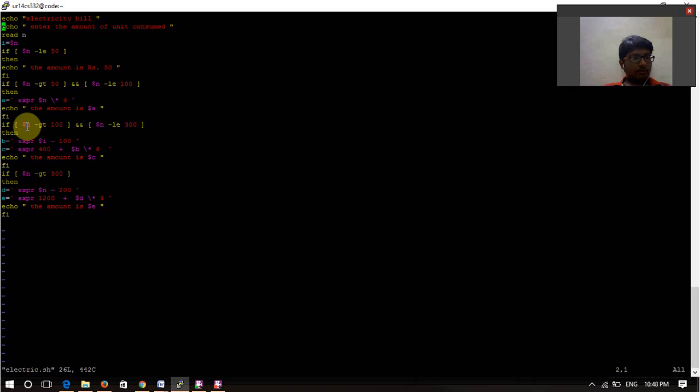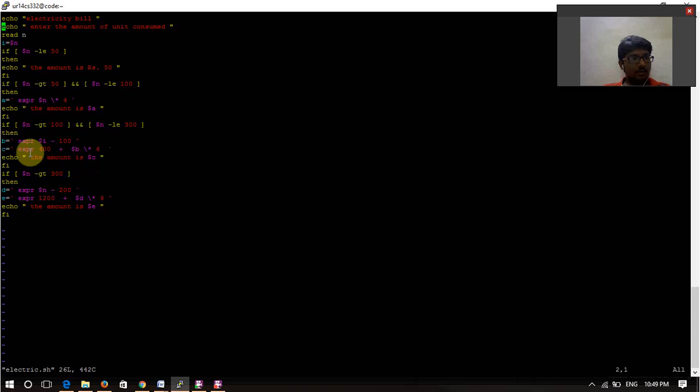And if units consumed is greater than 100 and less than 300, it goes like this. It will subtract 100 from n, and 400 plus $B into 6. It will multiply with 6 and echo the amount is $C. It will print the charge of $C.